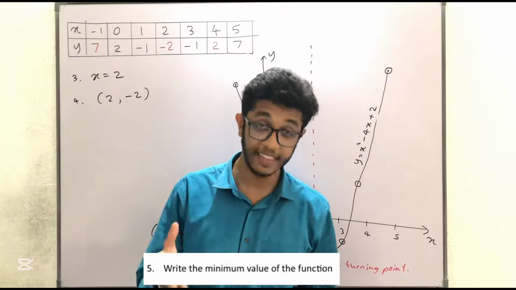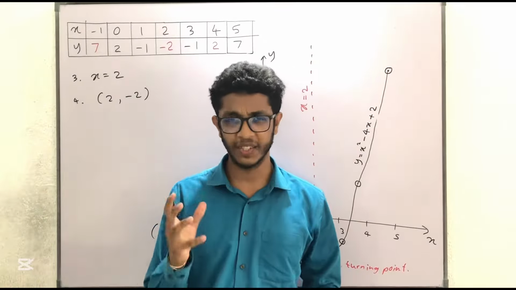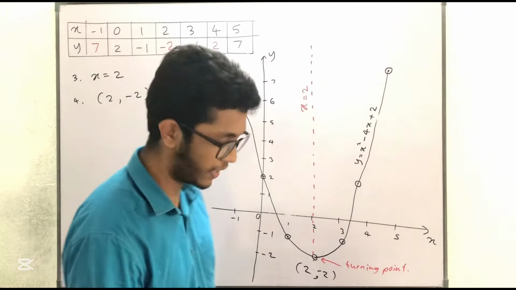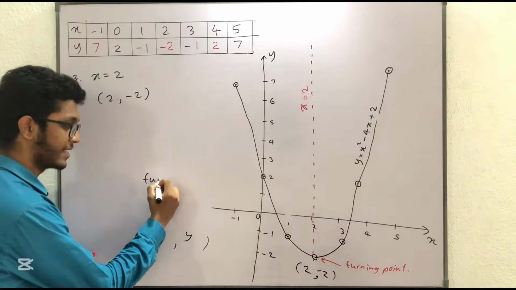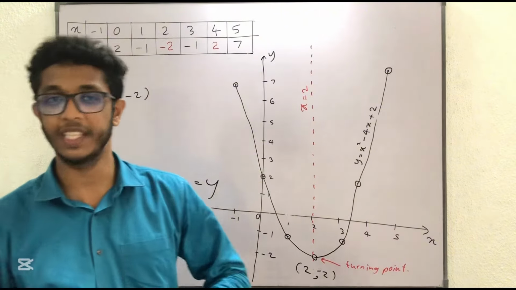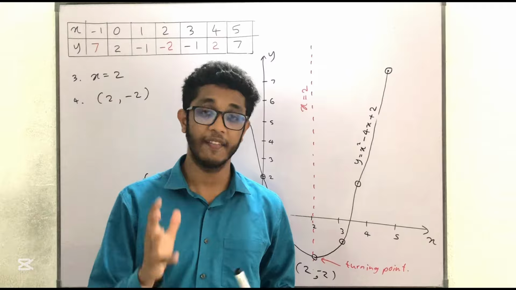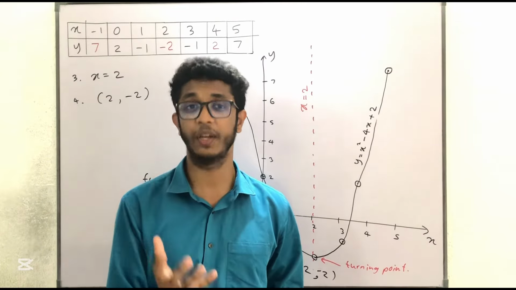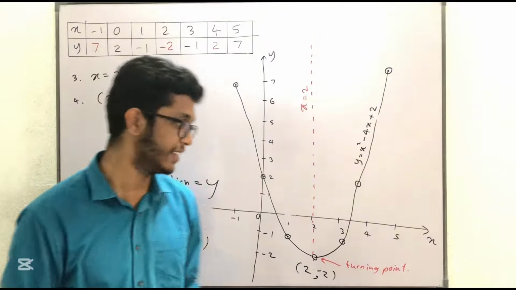Question number 5. They ask you to write the minimum value of the function. Actually, in these graph questions, we always get the word function. What is a function? Function means y. Here in the fifth question, they ask you to write the minimum value of the function. That means they are asking you to write the minimum value for y in this graph.